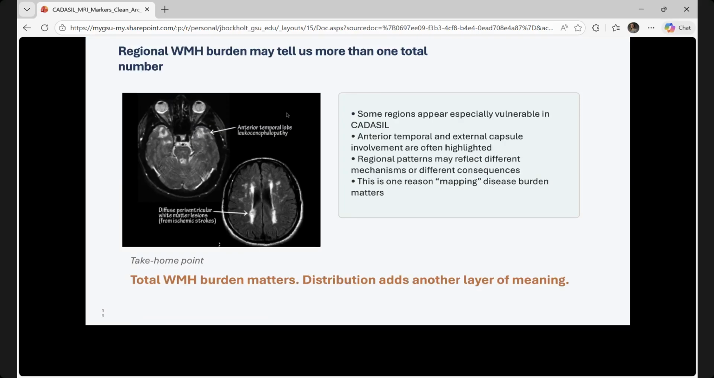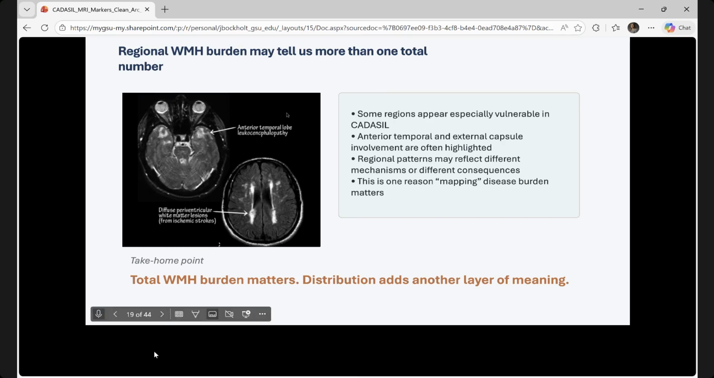We of course are seeing that same pattern in the data that we've collected so far, but I do want to make it clear, or at least be cautious here, that only having anterior temporal and external capsule white matter lesions isn't all of the story. Even though the presence of a lesion there is significant, we also want to look at all the other regions. So I just wanted to make that very clear.